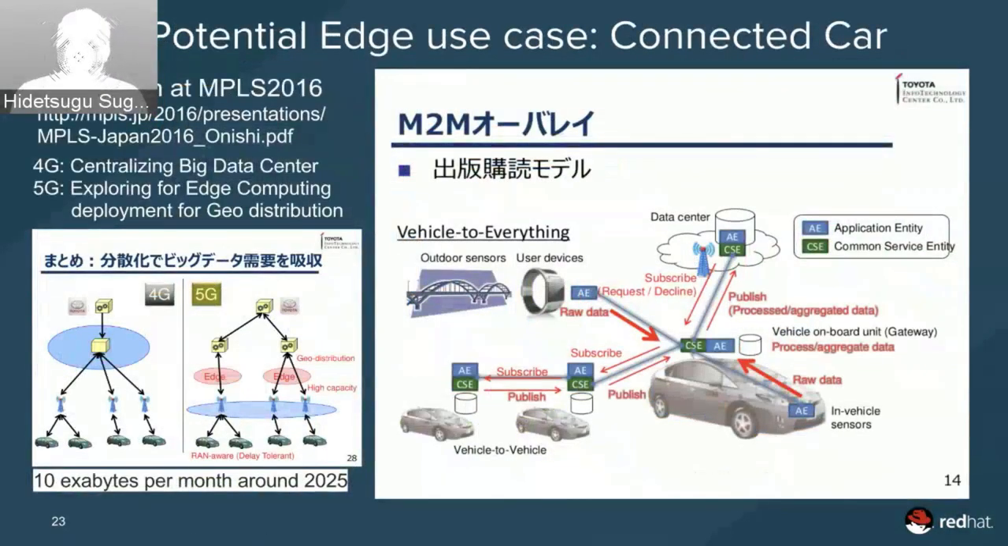And the last thing I'd like to mention is about the automotive industry's activity. This is a new sign that the automotive industry wants tech edge computing infrastructure. Toyota presented the 5G requirement for V2X at Empress Japan last year. In the V2X, currently the vehicle onboard IoT gateway device sends the car's device data to the Toyota Big Data Center through the 4G mobile core network. It is estimated that data volume between vehicle and data center will reach 10 exabytes per month around 2025.